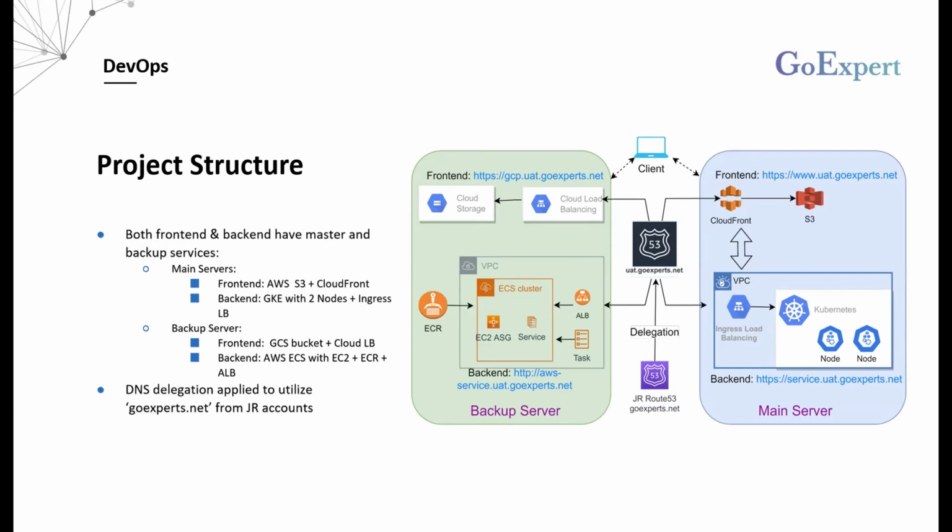All servers support HTTPS connections by applying load balancers and CloudFront, with the domain name delegated from the jracademy-ade Route 53 hosted zone. GoExpert.net is registered by JR's official account, and it's only available for those onboarding, because I'm not an intern. So one of my teammates, Howard, who is interning, helped me delegate the domain name to my own account to facilitate my operations.